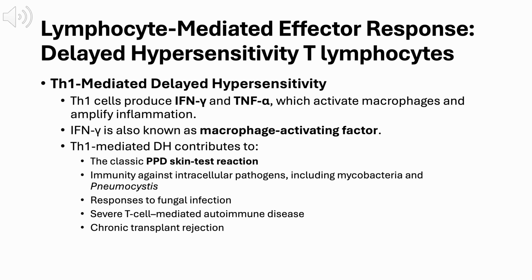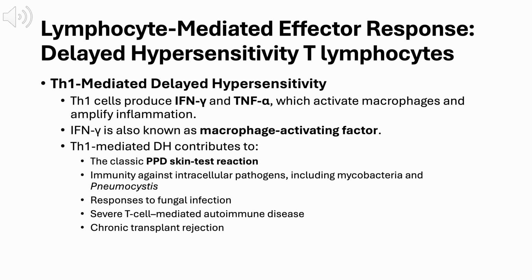Delayed hypersensitivity comes in different flavors depending on the helper subset driving it, and the Th1 version is the classic one. Th1 cells produce interferon gamma and TNF-alpha, which activate macrophages and amplify inflammation. Interferon gamma is so central to this that it's also known as macrophage activating factor, a name worth remembering because macrophage activation is the heart of Th1-mediated DH.